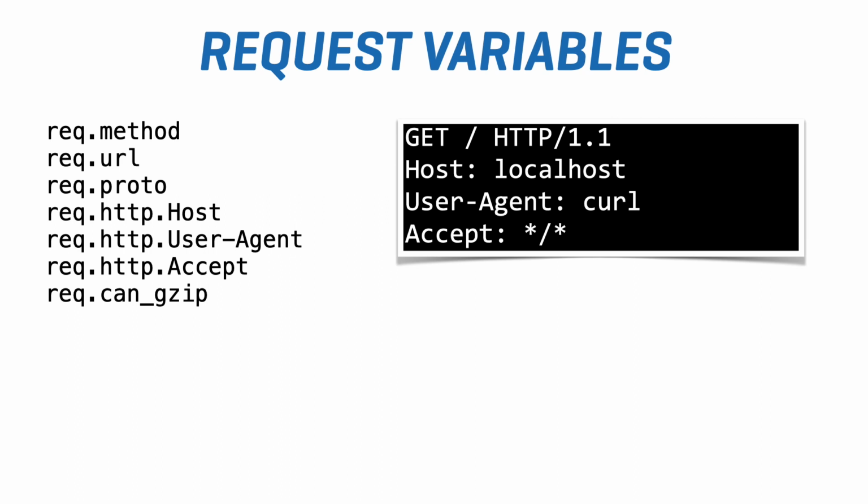So let's have a look at the example on the right hand side. We're doing a GET request for the home page over an HTTP 1.1 protocol using the localhost header, and the user agent happens to be curl. The user agent accepts every type of content. So req.method would be GET, req.url would be /, req.http.host would be localhost, req.http.user-agent would be curl, req.http.accept would be */*, and req.can_gzip would be false.